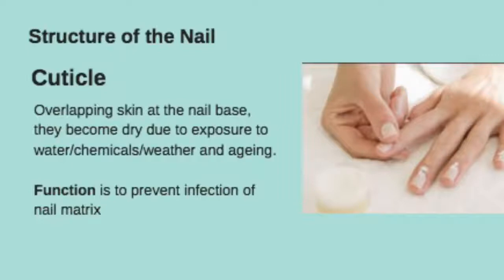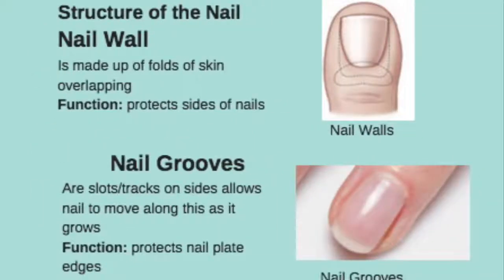The cuticle. The cuticle is the overlapping skin at the nail base. They become dry due to exposure to water, chemicals, weather, and aging. Their function is to prevent infection of the nail matrix. The nail wall. The nail wall is made of folds of skin overlapping the sides of the nails. Its function is to protect the sides of the nails. Nail grooves are slots or tracks on the sides of nails which allow the nail to move along as it grows. Its function is to protect the nail plate edges.